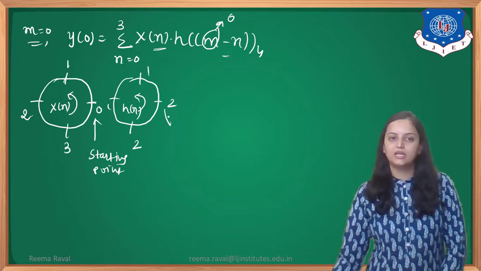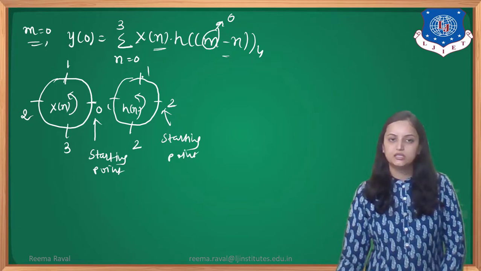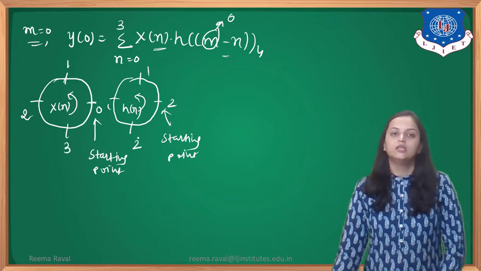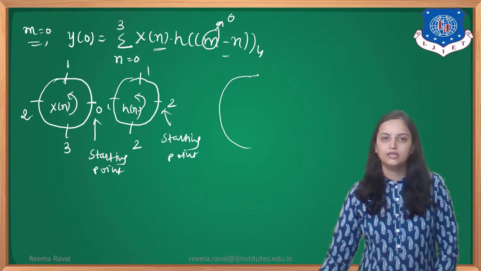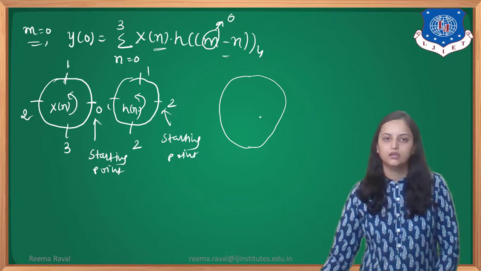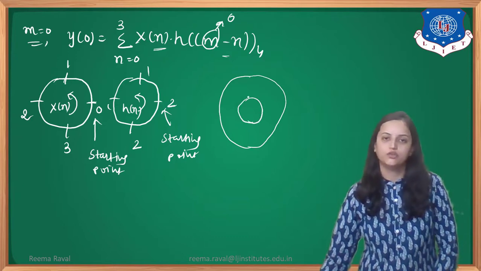Same way, this is our starting point for h of n, where the first value is 2, then the next is 1, 1 and 2. Now, solution: we need to place the outer circle as h of n and the inner circle as x of n. So, we'll take inner circle x of n and outer circle h of n.